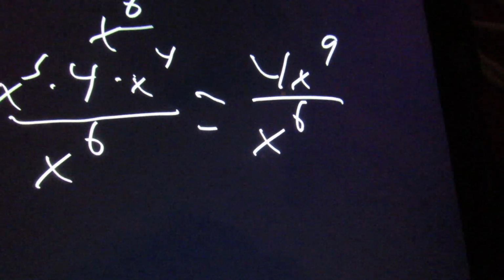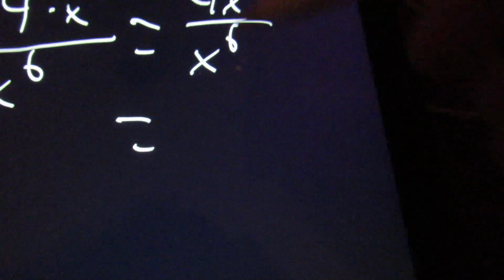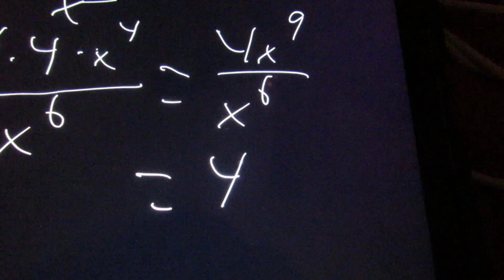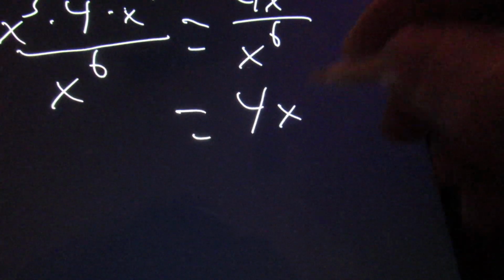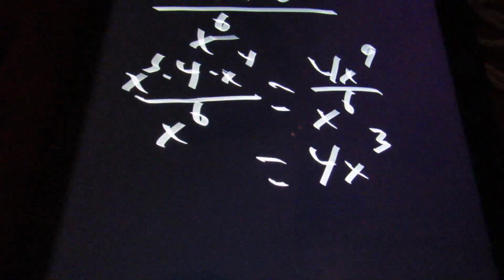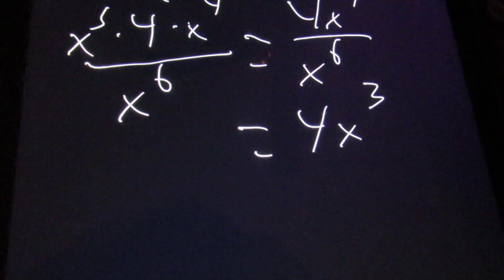And now we do the subtraction, or the division. So 4 divided by 1 is just 4. X to the 9 over x to the 6 is x to the 9 minus 6, or x to the 3. So then, let's say we have one that has a little bit more.